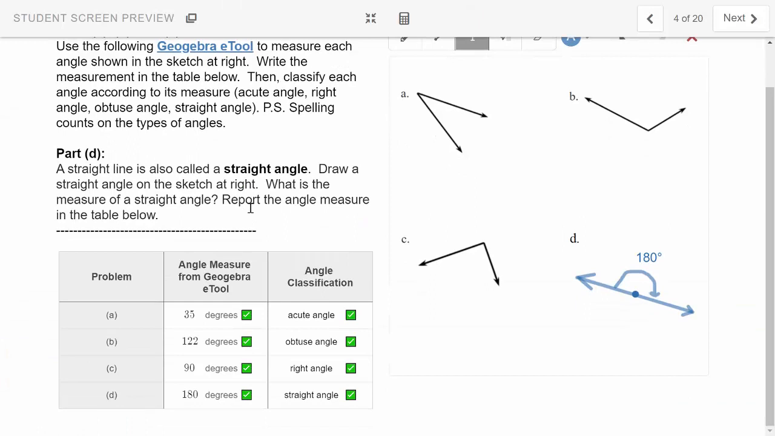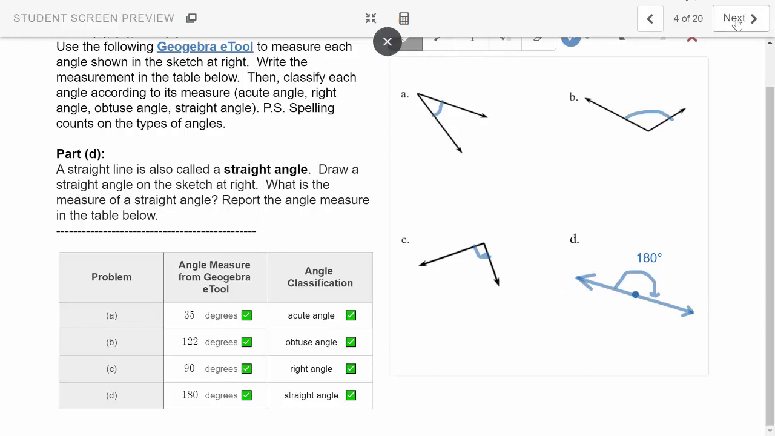Okay, here we are back at this. These are the angle measures I got. For part A, it was 35 degrees, and it's an acute angle, so that 35 degrees is right in here. B, I got 122 degrees for an obtuse angle. C was a 90-degree angle, so I'm going to put this little box right here. And D was a 180-degree straight angle, which I drew as so.